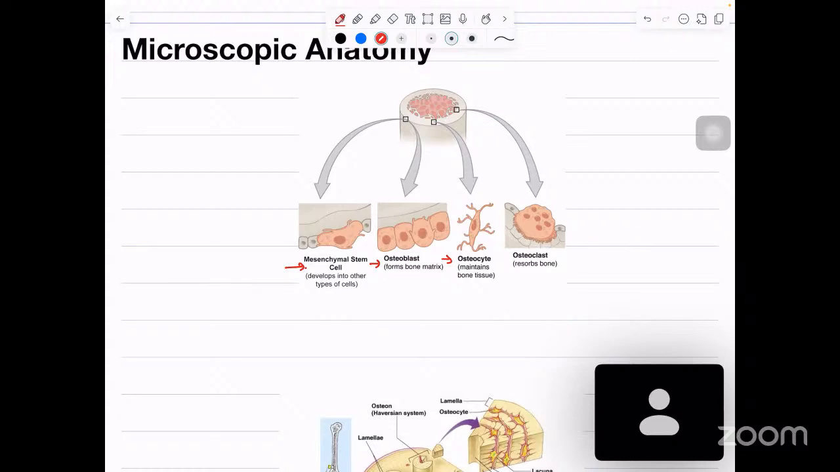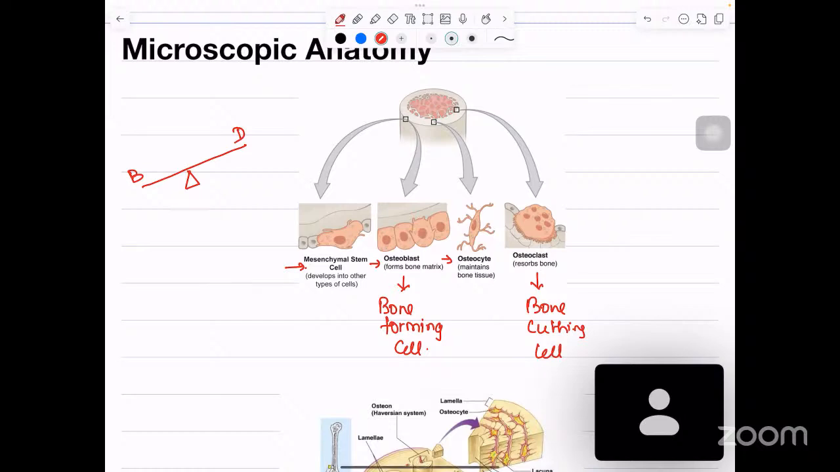Osteoblast means bone forming cell. Osteoclast means bone cutting cell. What I mean by cutting is that there will be resorption of bone. There will always be a balance between bone building and bone destruction. This balance has to be maintained.